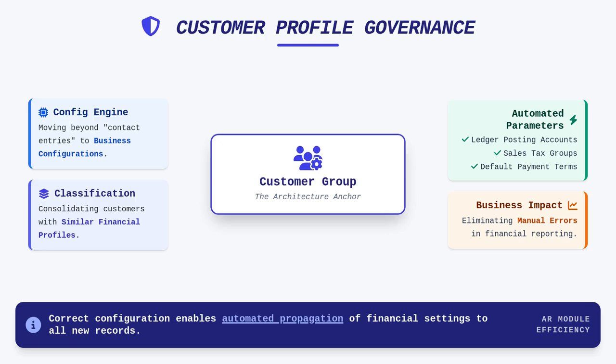When you configure these groups correctly, you effectively automate the propagation of financial settings to every new customer record created within that category.